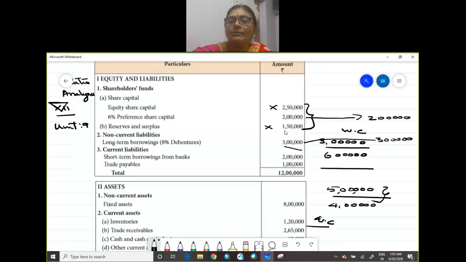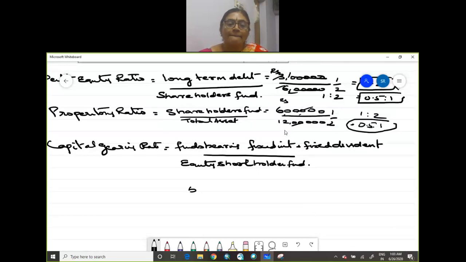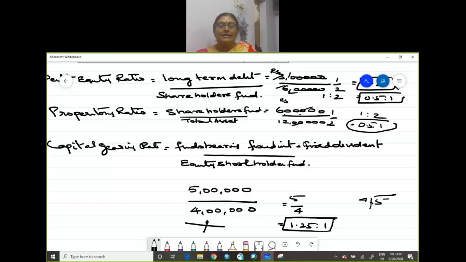We have completed the problem. So 5 lakhs divided by 4 lakhs, that is 5 by 4. Simplified, it is 1.25:1. How did you find out? Divide 5 by 4, do long division and simplify it. So that's it, I have completed illustration and exercise problem number 7 for you.